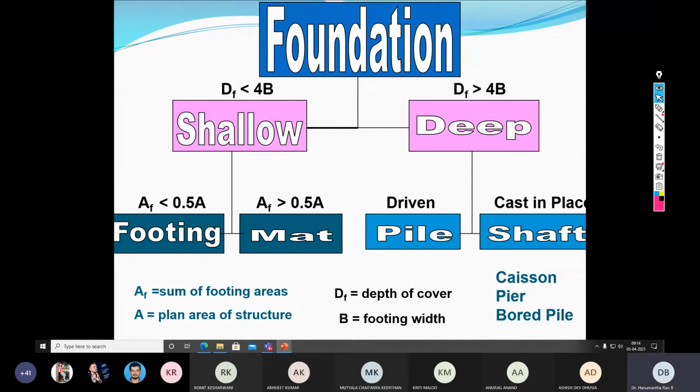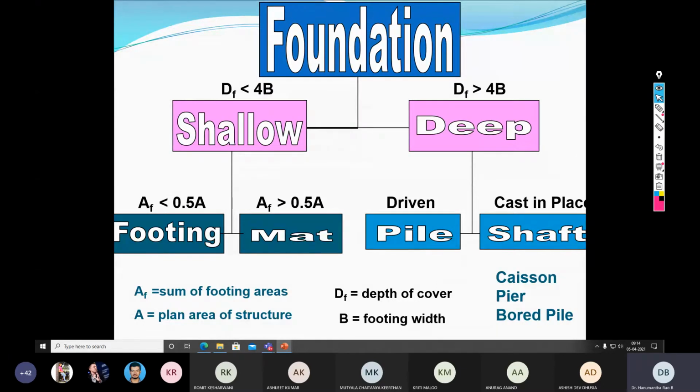A system has been proposed by several people. Initially it was Terzaghi who tried to distinguish between shallow and deep foundation. His proposition was, if Df by B is approximately equal to 1, then below 1 it is called a shallow foundation, and above 1 it is called a deep foundation.